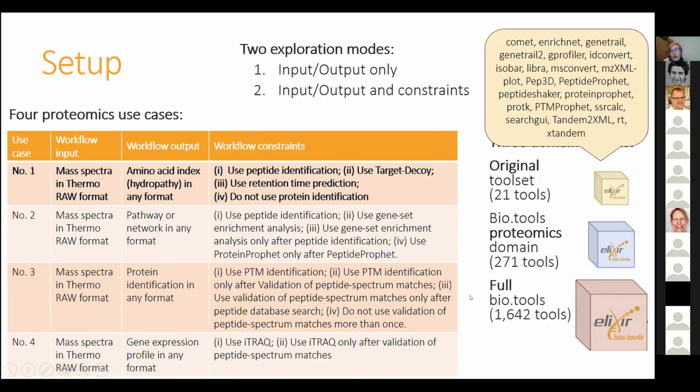You might notice that this 1,642 is of course not the full 17,000 that I mentioned before as the number of entries in bio.tools. The reason is simply that not all tools registered in bio.tools have the full functional annotations, and APE can only make use of tools that do have annotations. So we discarded tools that are not well annotated, and that boils down to a smaller set. It's only a fraction of the full bio.tools, but it's still a large amount.